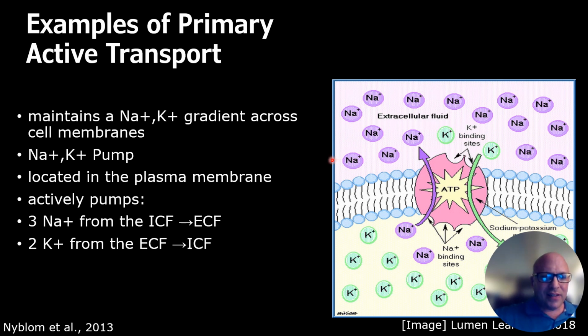Examples of primary active transport. Ion pumps are crucial for maintaining ion gradients across the plasma membrane. The Na-K ATPase, sodium potassium ATPase, for instance, uses energy from ATP hydrolysis to transport sodium and potassium against their electrochemical gradients. Sodium concentration is higher outside the cells, while potassium concentration is higher inside the cells. Potassium is inside the cells, whereas sodium is outside the cells. Greater concentration of sodium outside and a lesser concentration of potassium outside.